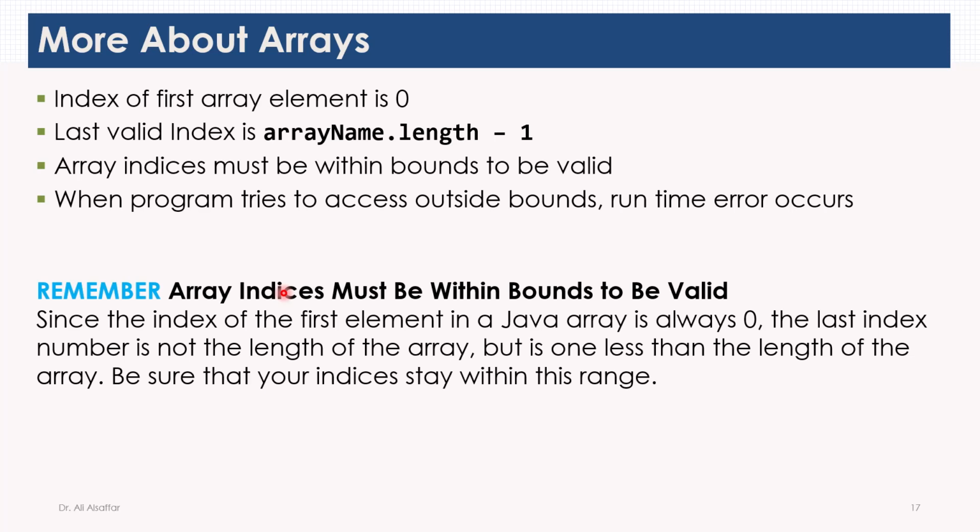Just remember that array indices must be within bounds to be valid, either when you read data into the array or when you process arrays. Since the index of the first element in a Java array is always 0, the last index number is not the length of the array, but is 1 less than the length of the array. This is why in loops we write less than array name.length. Therefore, be sure that your indices stay within this range.